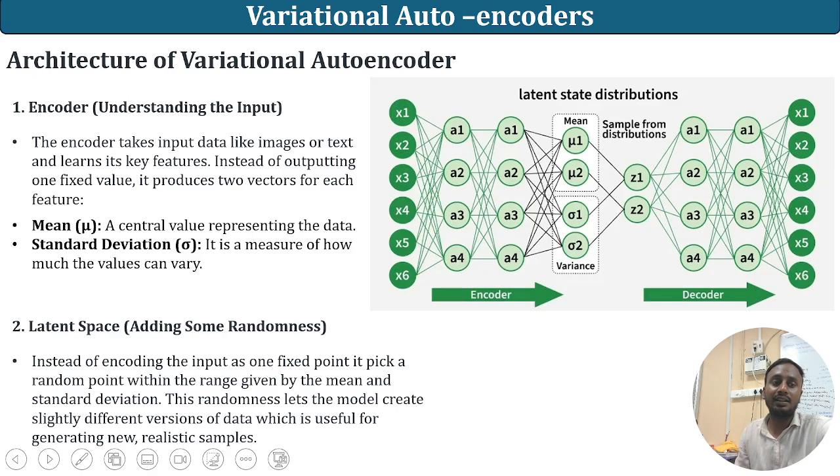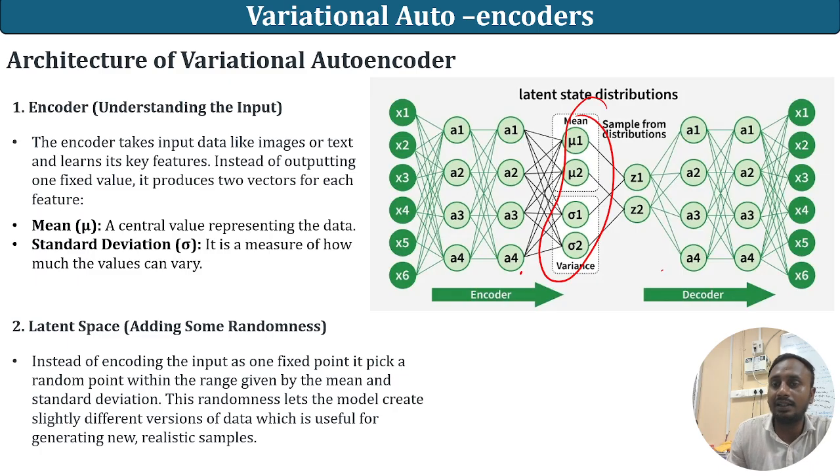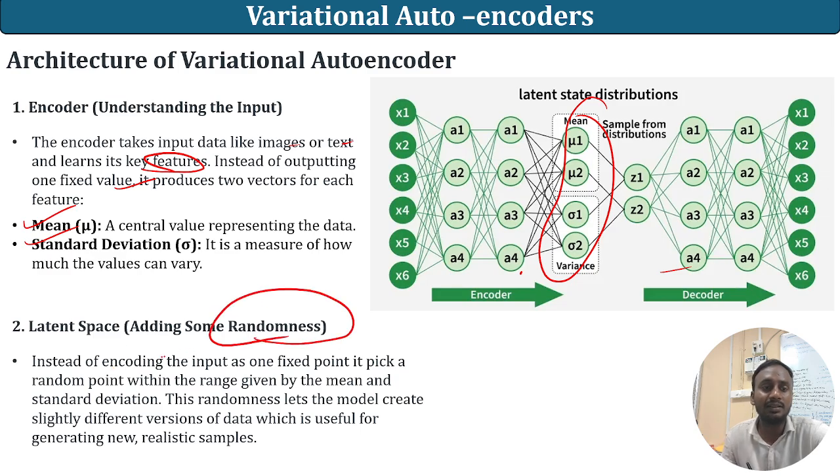So what is the architecture of that? We have the encoder, then the latent space, then the decoder. The encoder, understanding the input: the encoder takes input data like an image or text and learns its key features. Instead of outputting one fixed value, it produces two vectors, mean and standard deviation. Latent space, adding some sort of randomness: instead of encoding the input as one fixed point, it picks a random point within a range given by the mean and standard deviation. This randomness lets the model create slightly different versions of the data, which is useful for generating new and realistic samples.